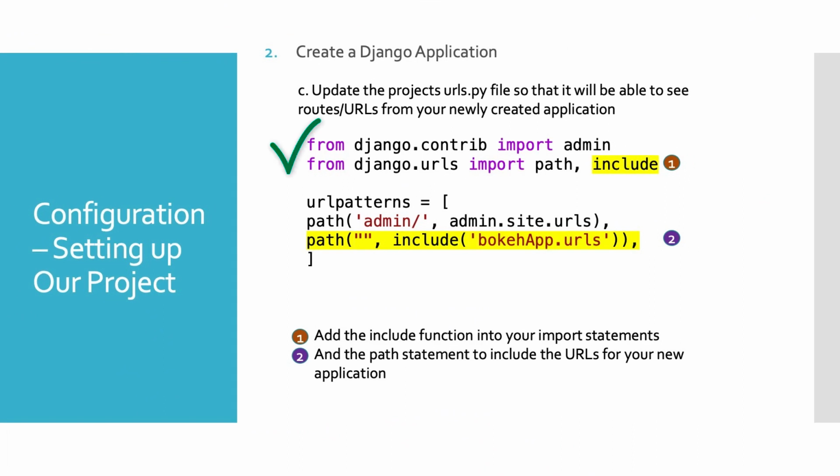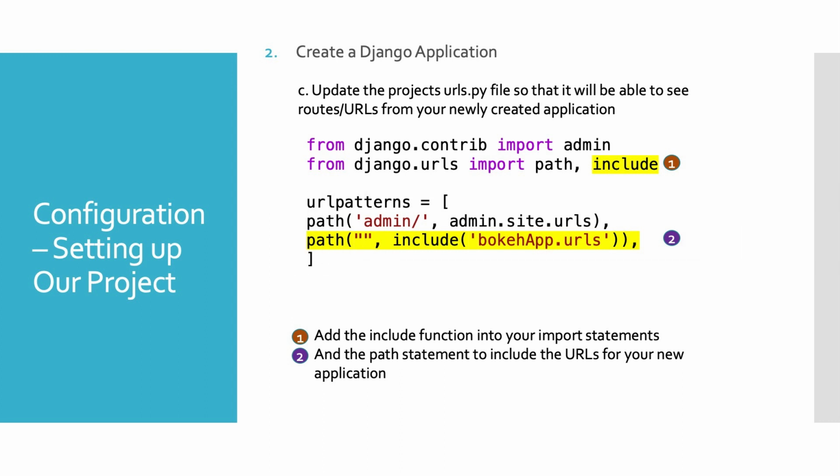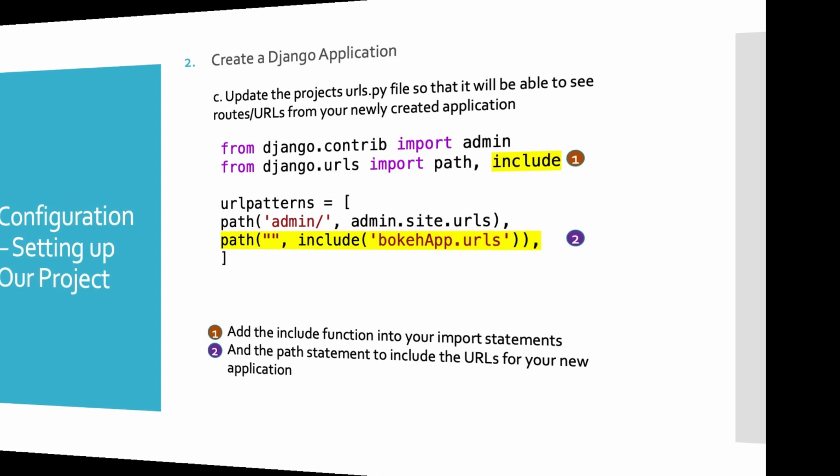Right here in our input section where we see from django.urls import path, put a comma and then include, because we need this method down here. Then in the square brackets itself in our list, we want to add this full statement that I have highlighted in yellow: path, open quotes, comma, include, and then our bokeh_app.urls in quotes, outside paren, and another comma. This will depend on what you named your app. This could be different for you, the Bokeh app.